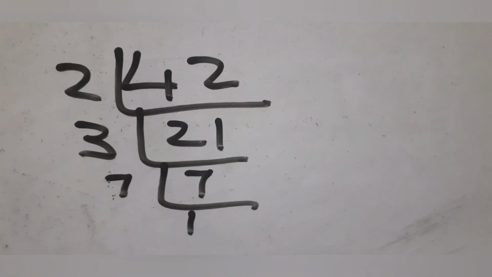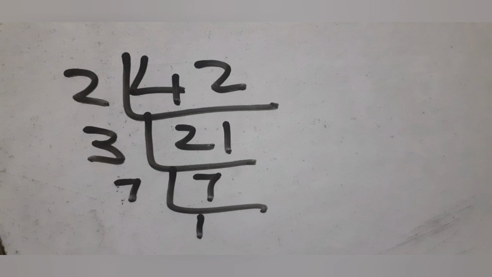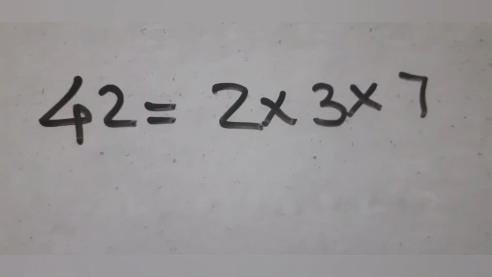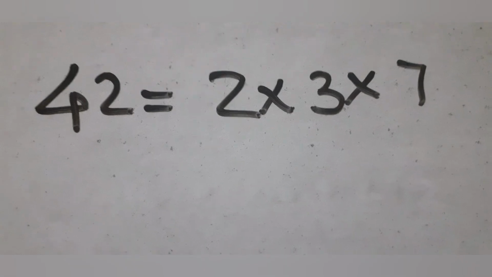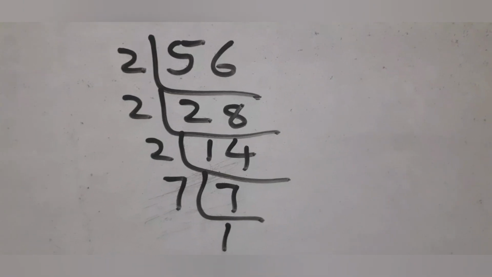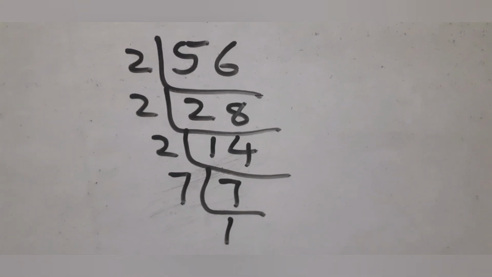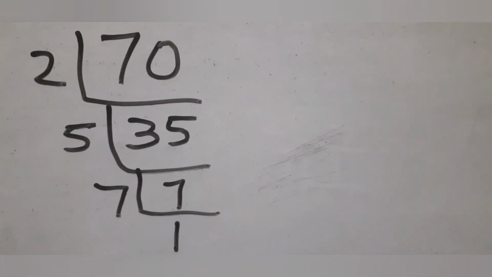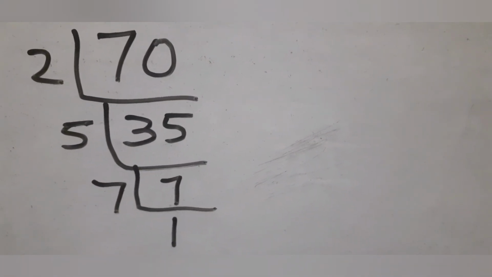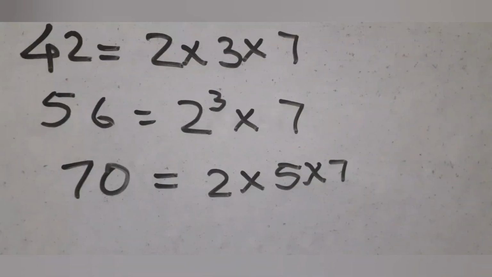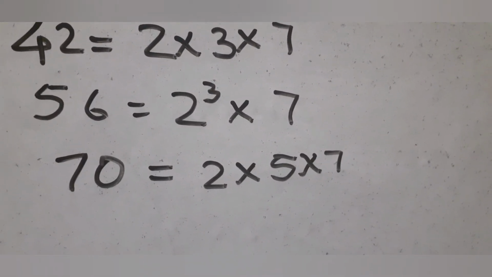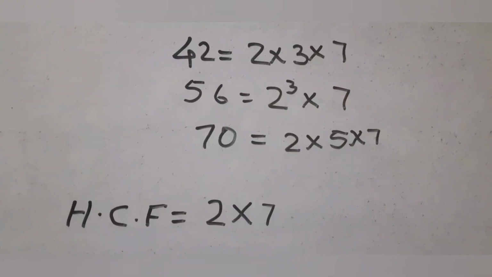So 42 can be written as 2 into 3 into 7. 56 can be written as 2 power 3 into 7. 70 can be written as 2 into 5 into 7. Required HCF is 2 into 7, so required HCF is 14.